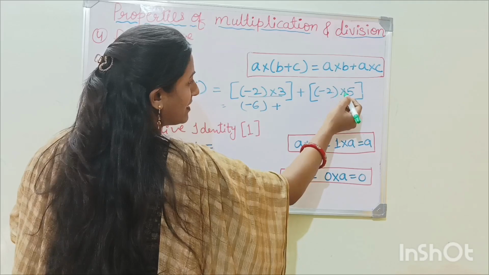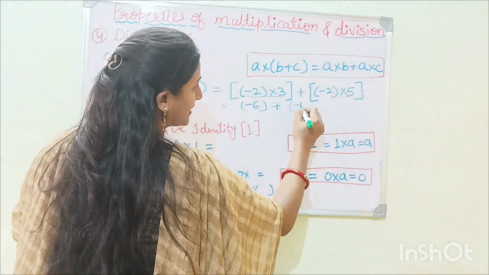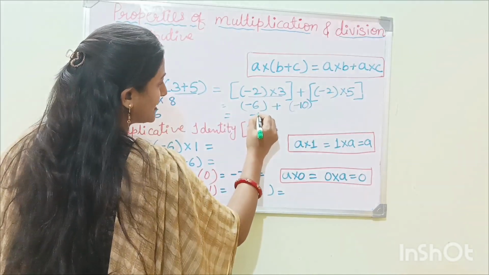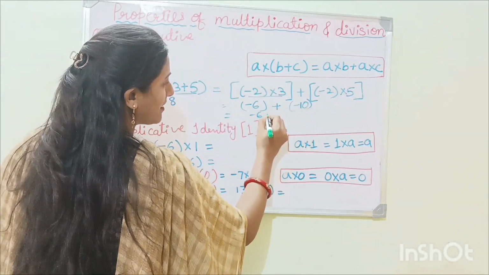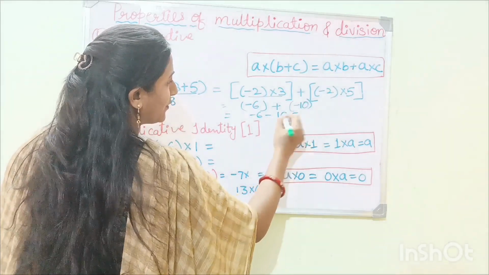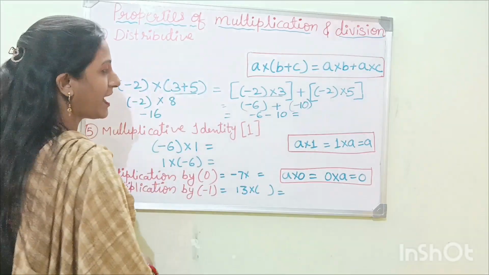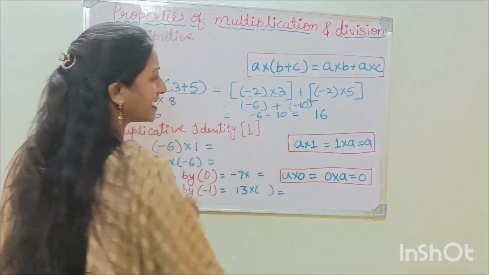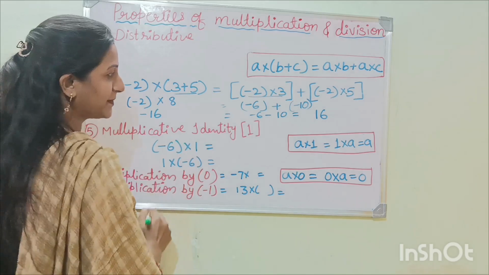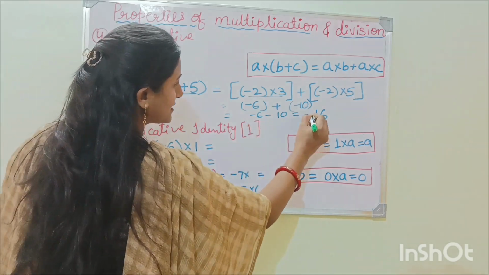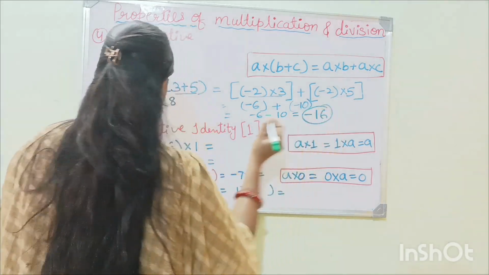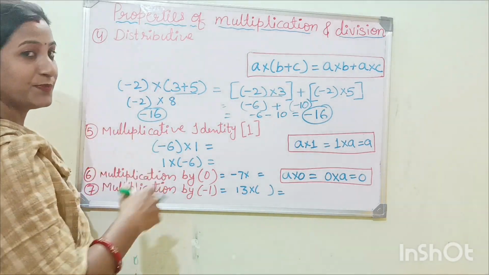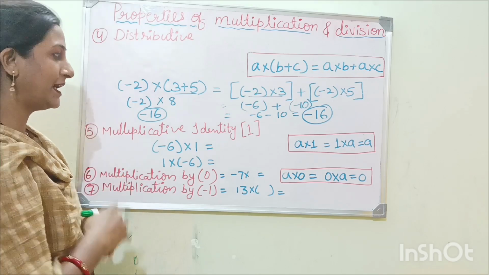Plus into minus is what? Minus. So minus 10 you will get here. Again you have to multiply the sign here. Minus 6 plus into minus is what? Minus 10. Both are same sign, you have to add. 10 plus 6 is what? 16. And both the sign are same means you have to assign the same sign, that is what? Minus. So this minus 16 and this minus 16 both are same. So you can say distributive property is closed under multiplication.